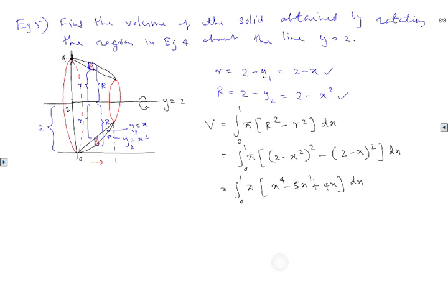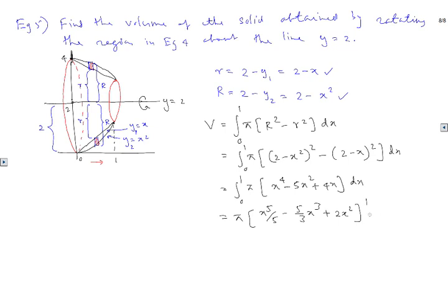Then take pi out and integrate, so you get x to the fifth over 5 minus 5 thirds x cubed plus 2x squared.